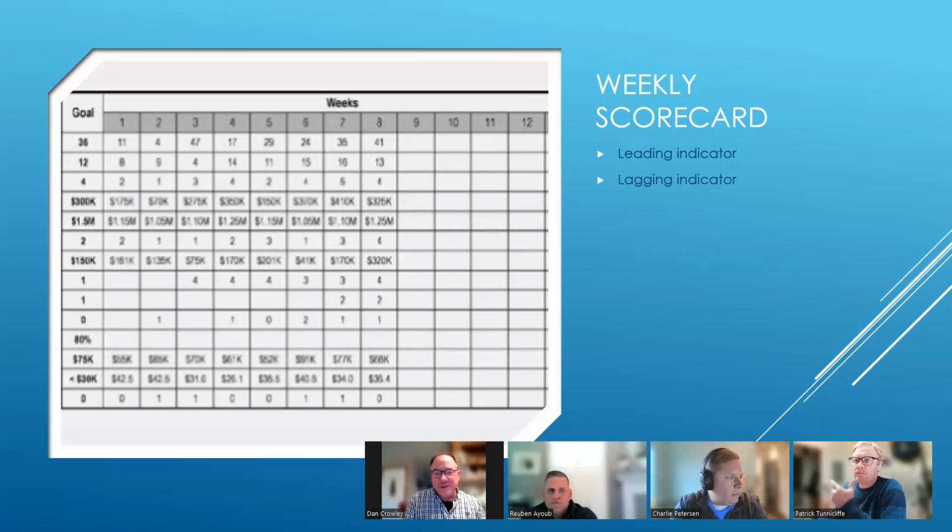One of the things that was really cool for Charlie and I was we started to uncover things like a rolling 4-week and a rolling 13-week result inside of some software that we were using to measure the scoring.